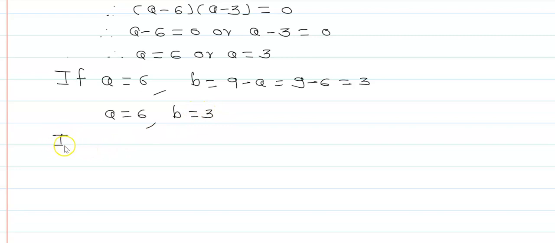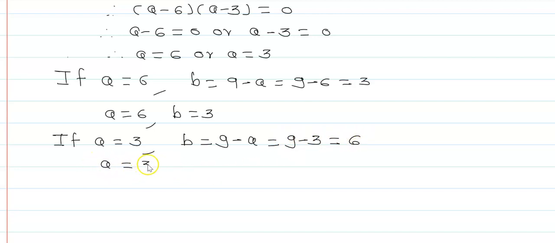Next, if a is equals to 3, what is b equals to? 9 minus a, 9 minus 3, and that's equals to 6. a is equals to 3 and b is equals to 6. This is the second one.